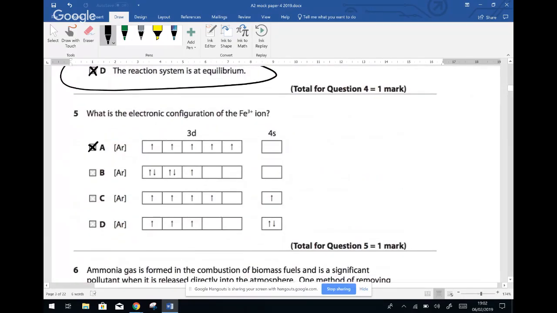Next one, what is the electronic configuration of an iron 3+ ion? So iron metal itself is this. And then as you go to iron 1+, you remove the last one, iron 2+, remove the last one, iron 3+, you lose that one. So it came out as top, nice and easy. That one should have been a straightforward one.